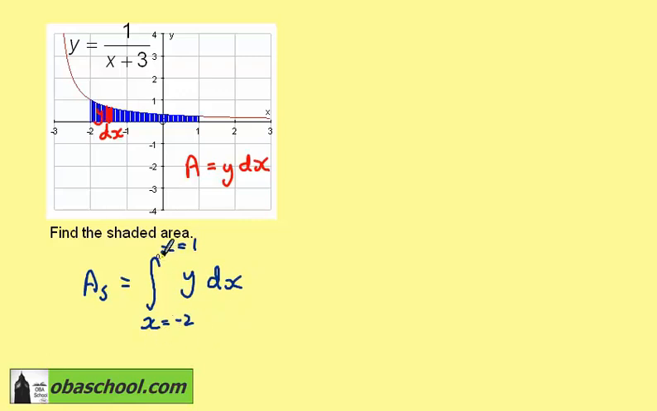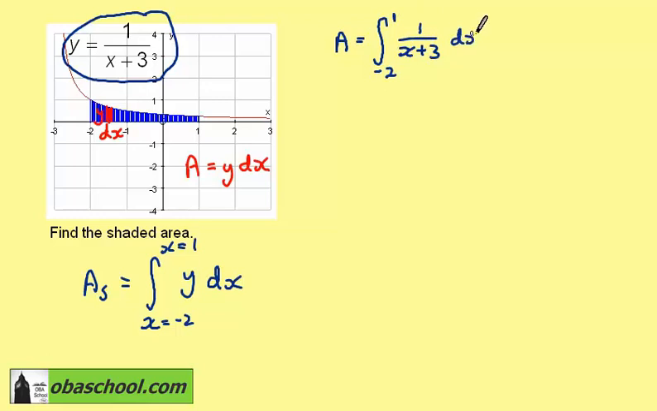We have x is -2 and x is 1 while we have y inside the integral. Once we have a function of x inside the integral, we could just write -2 and 1. We know y is 1 over x plus 3. So our integral becomes the integral from -2 to 1 of 1 over x plus 3 dx.